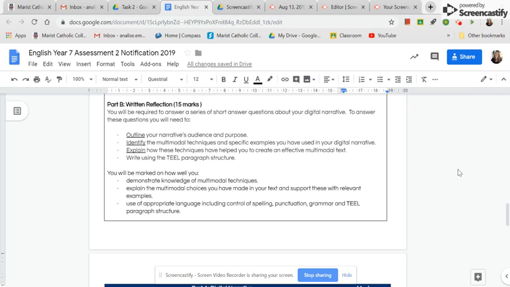You will be marked in this section on how well you demonstrate your knowledge of multimodal techniques, so all the things that we've been learning in class and will continue to learn as we study Inanimate Alice. You'll be marked on how well you explain the multimodal choices you made in your text and support these with relevant examples from your text. And we'll also be looking at how well you write, so considering things like your choice of language, your spelling, your punctuation, your grammar, and how well you use the TEAL structure. So all of those things will be taken into consideration as we mark your short answer reflection.